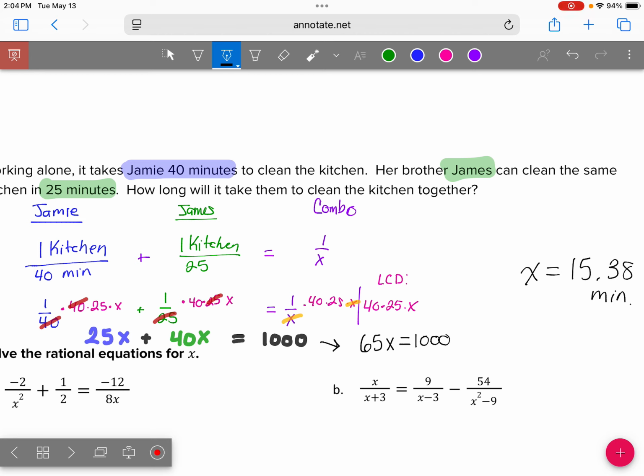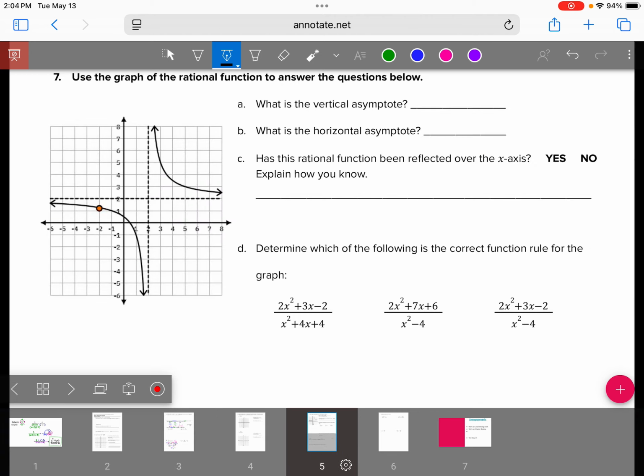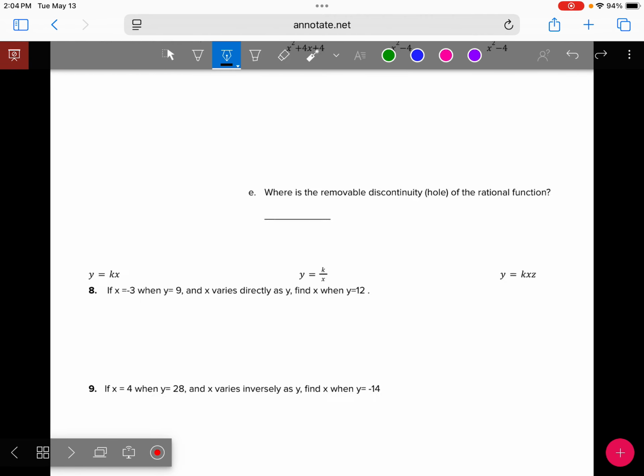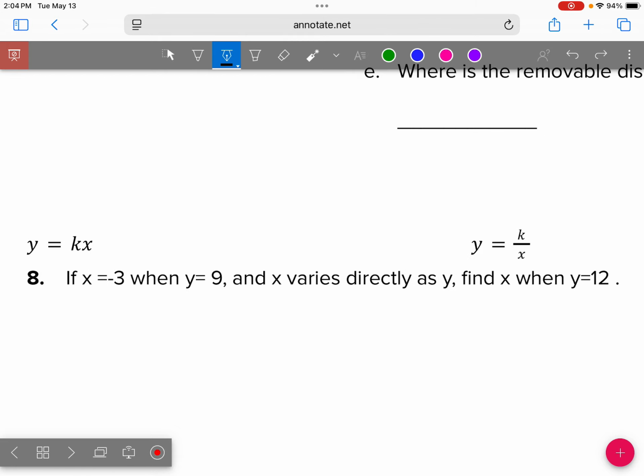Let's look at 8 and 9. Not doing both. Pshaw. Let's do 8.